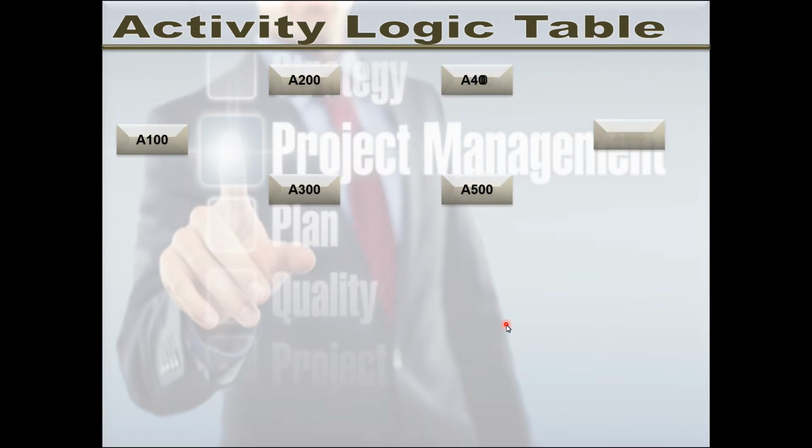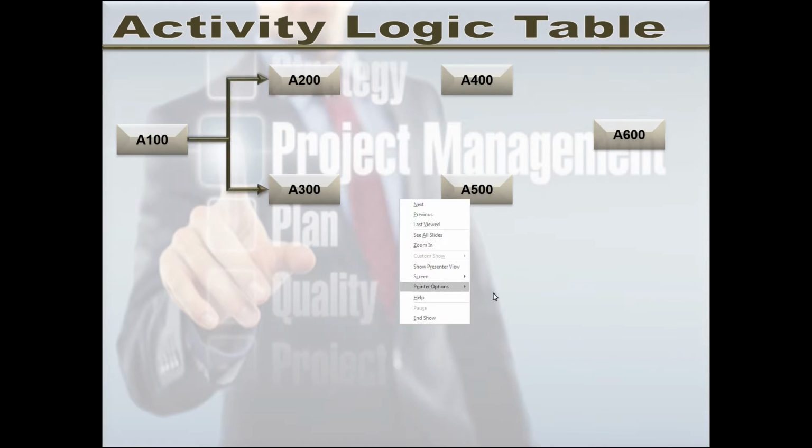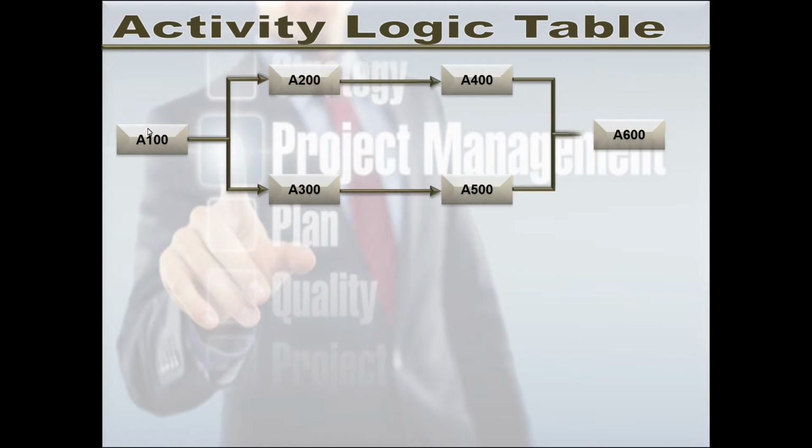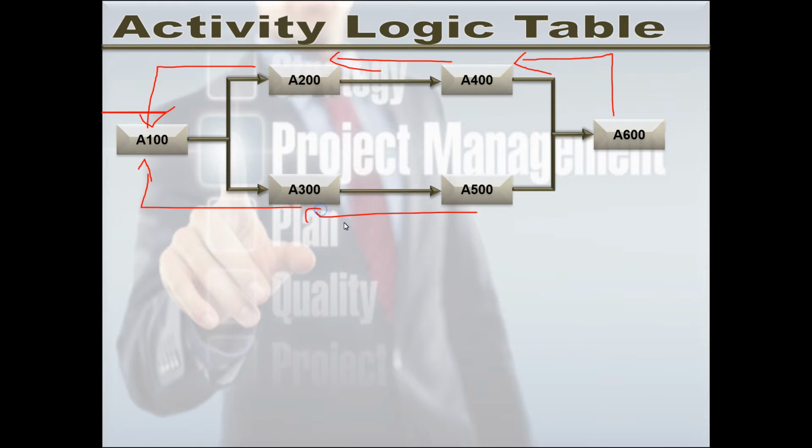So if I have a project, the predecessor of A200 is A100, the predecessor of A400 is A200, and the predecessor of A600 is A400. The predecessor of A300 is A100, of A500 is A300, and of A600 is A500.